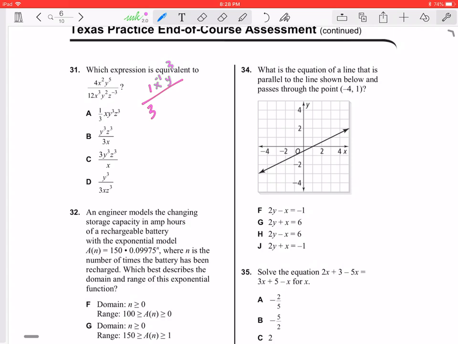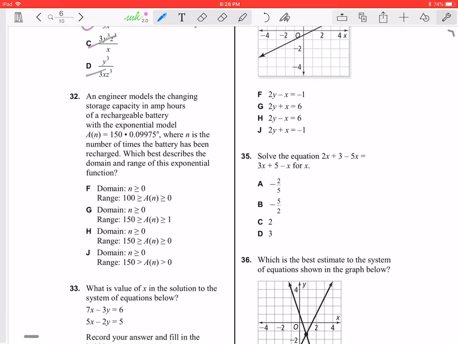Then we have no same base on top and the bottom for z. I'm going to move the z to the top, because that needs to be positive. Now look, this x to the negative 1 needs to get moved down to the bottom. So then this is going to be y cubed, z cubed over 3x. All right, well, that one doesn't have 3x in the bottom. That one doesn't have 3x in the bottom. That one doesn't have 3x in the bottom. That's the only one. And we're done.